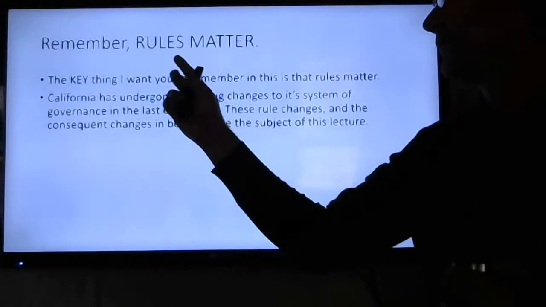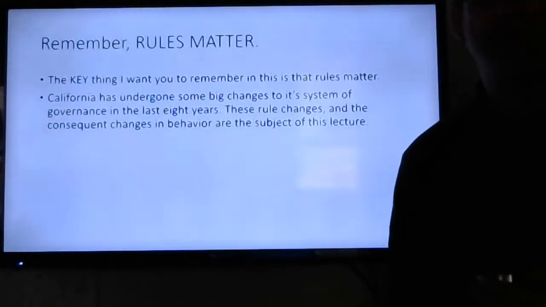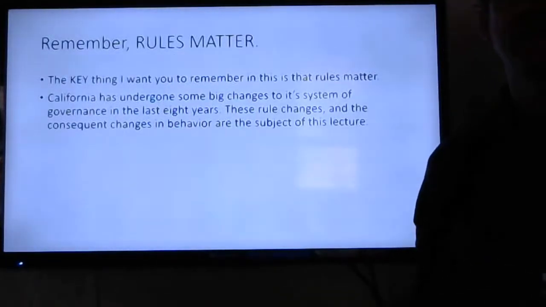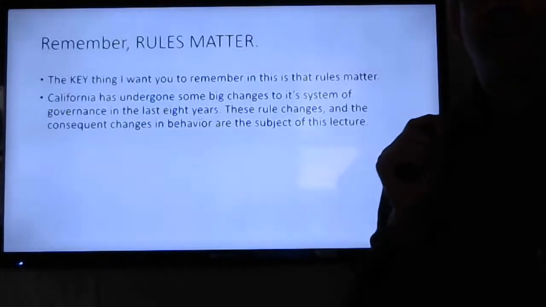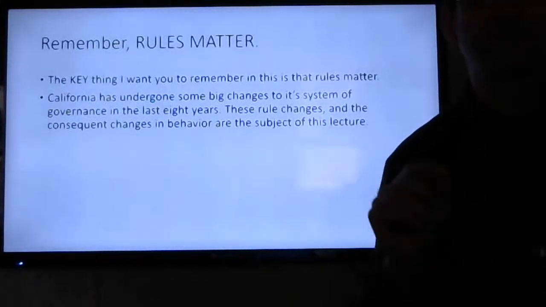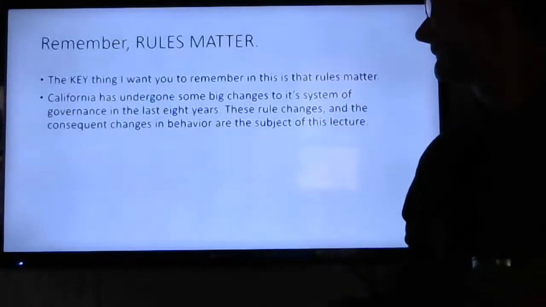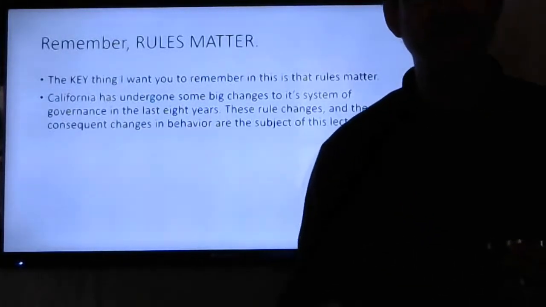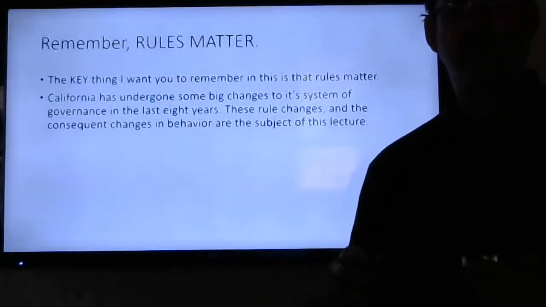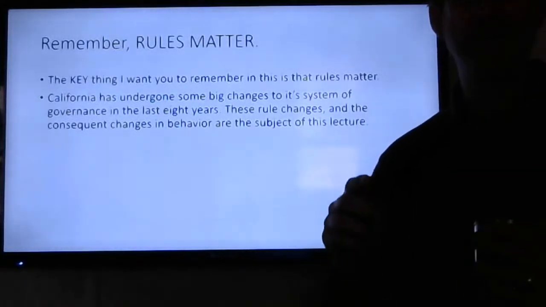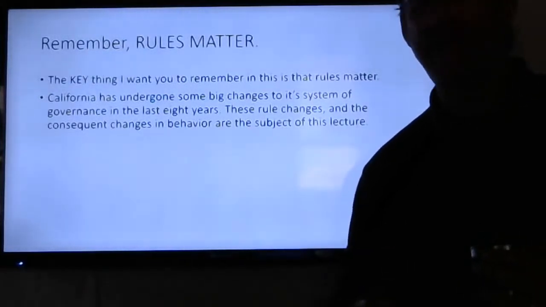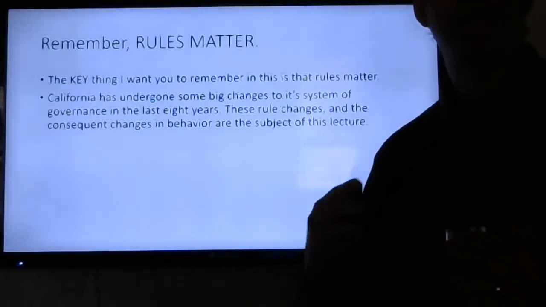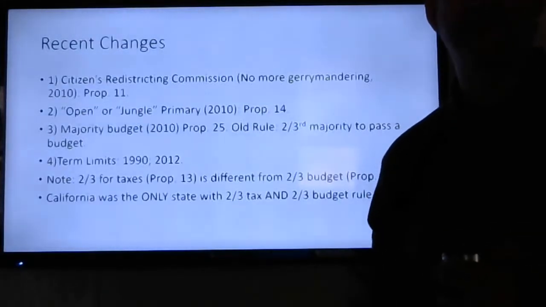So remember, rules matter. The key thing I want you to remember in this lecture is we're linking electoral rules, the rules of our government, with how politicians behave. And California has undergone some big changes in the last 8 years. So I'm going to run us down through those changes and show how they've affected who's getting elected, how they get elected, how they behave when they're in state government, etc.